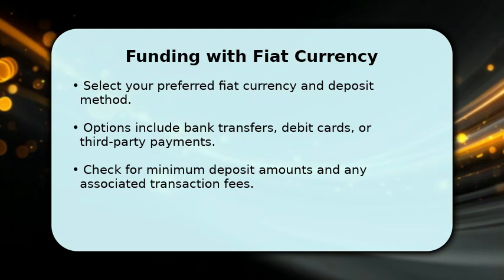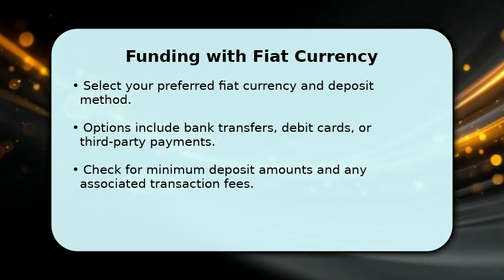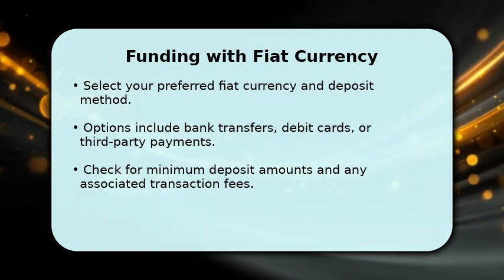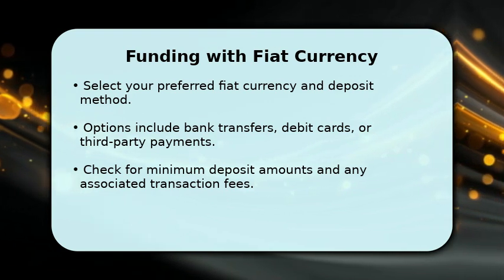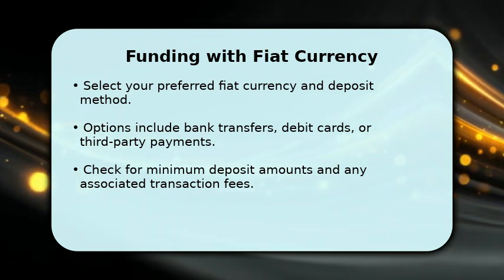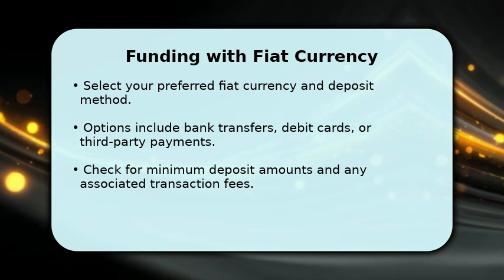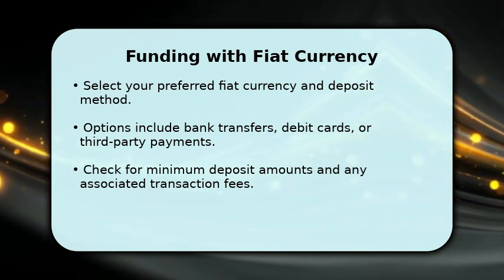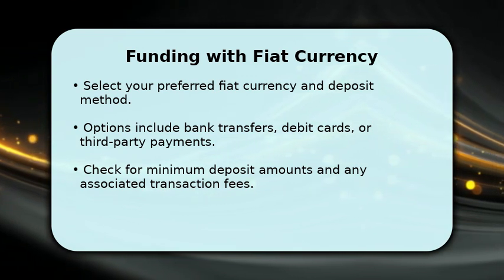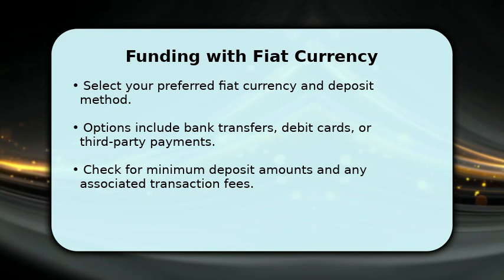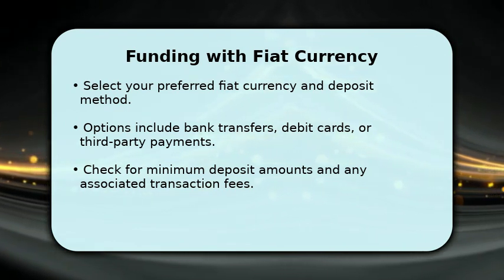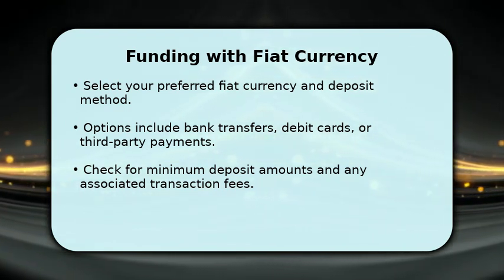To deposit fiat currency, navigate to the Buy Crypto section and choose your desired currency, such as euros or British pounds. You can then select a method like a bank transfer, which might take a few business days, or use a debit card for quicker processing. Always review the minimum deposit requirements and any applicable fees before confirming your transaction.